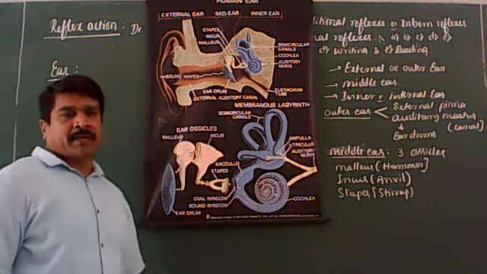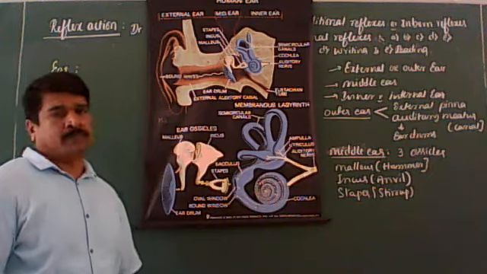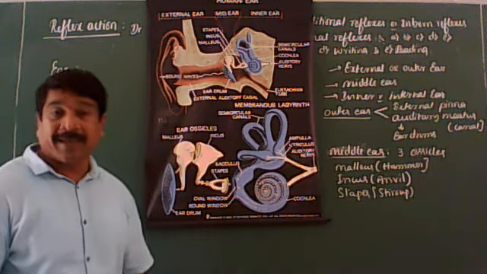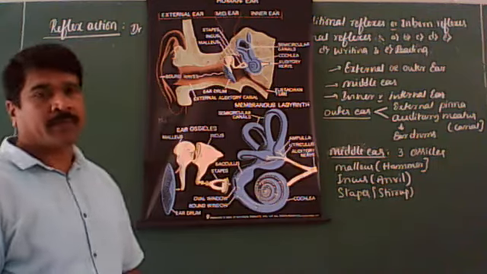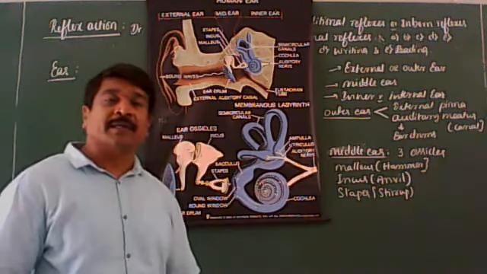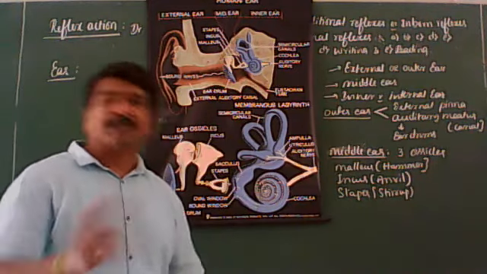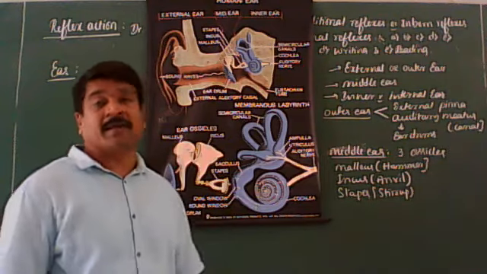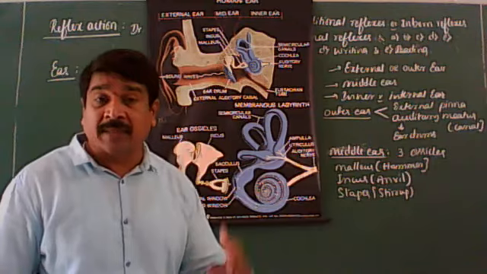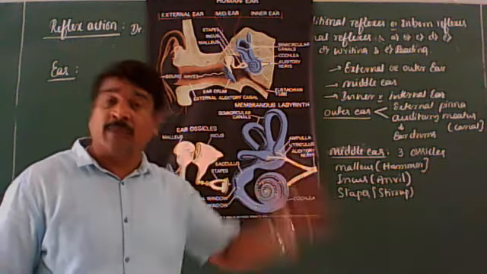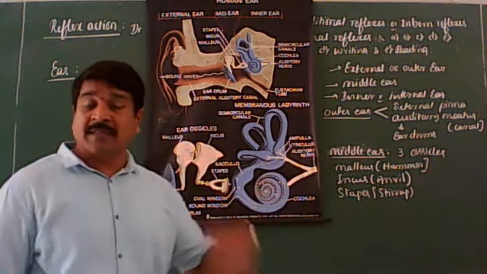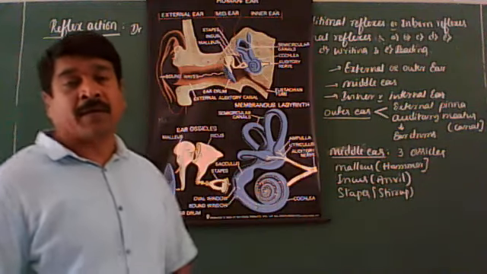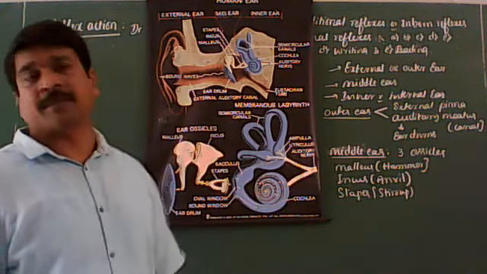So the middle ear consists of three tiny bones, called ear ossicles. They are the malleus, also called the hammer; the incus, also called the anvil; and the stapes, also called the stirrup. You can ask me, sir, what are the functions of the ear ossicles? They amplify the sound waves and direct them towards the tympanic membrane or eardrum.